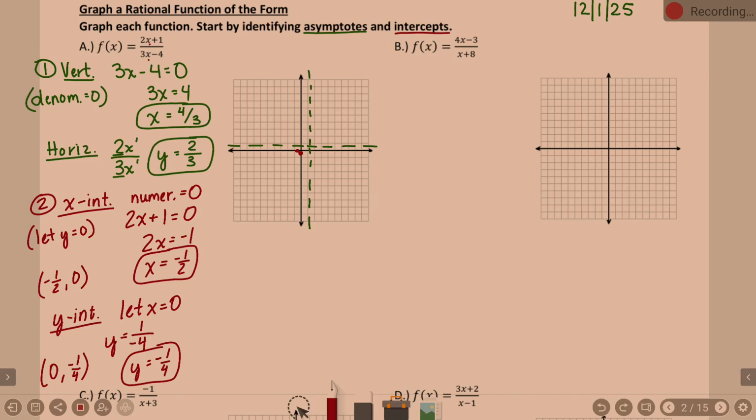That looks like half to me. We're going to take it as we can take it there. My negative 1/4 and my negative 1/2 on the x and y are very close to each other.